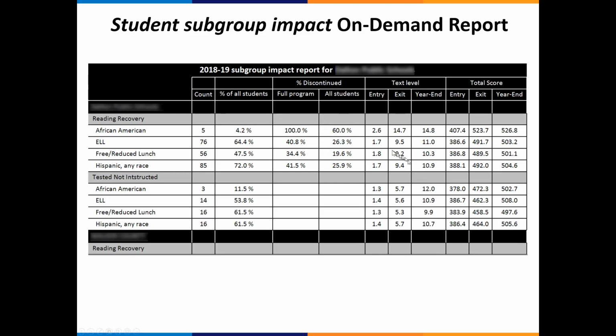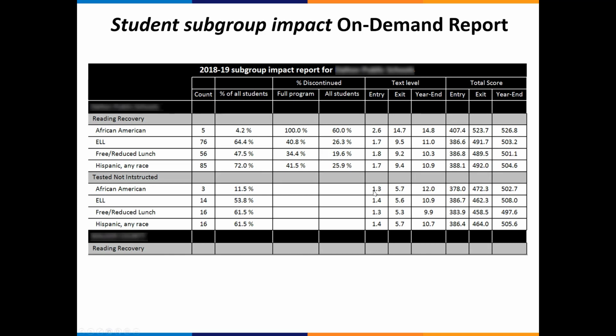Then we look at text reading level at entry, exit, and year end. And then finally, we have 3 columns for the OS total score at entry, exit, and year end. For each school district, we show data about reading recovery and, if it's available, tested, not instructed students. So you can compare T&I African American students compared to reading recovery African American students and see if there's anything interesting that you can note about that.